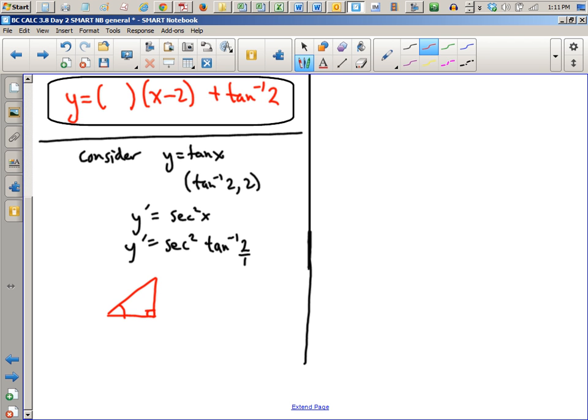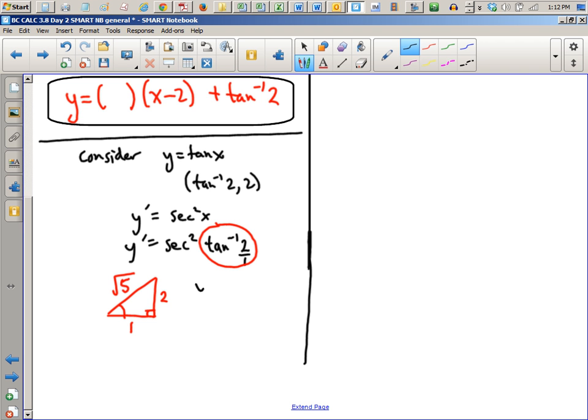I don't know what that angle is called. I'll just make a little mark there. The opposite is 2, the adjacent is 1. So this became sort of blueprints for a drawing. Okay, what would the hypotenuse be for this triangle? Root 5, correct. And what is my derivative?